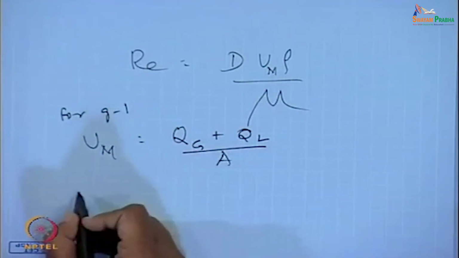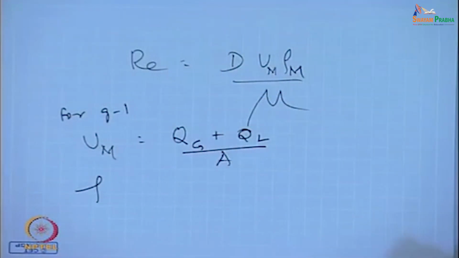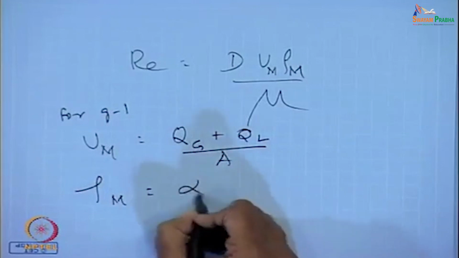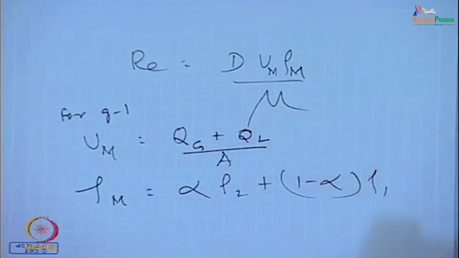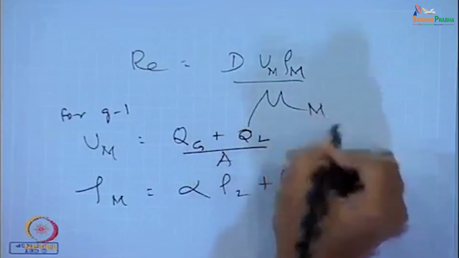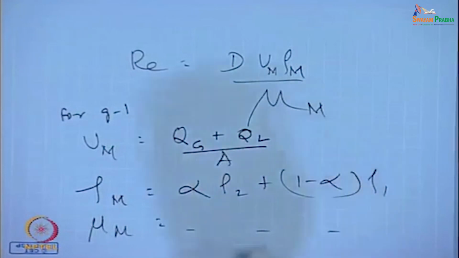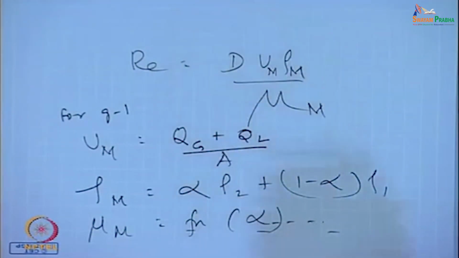Agreed. What is this rho in this particular case? It has to be rho m. Again, for finding out rho m, what you require is the void fraction, as I have already told you. Mu becomes mu m. Again, for mu m, it should be some sort of a function of alpha plus a large number of other things as well.